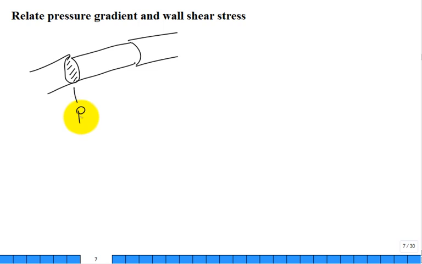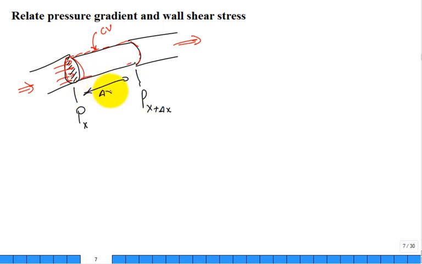If I focus on a particular control volume, CV, right there, that little control volume has a pressure force, or pressure times area gives me a net force, and it's pushing it in the direction of flow. This is the direction of flow, like that. So I have the pressure at the location X. I have also the pressure at the location X plus delta X. This distance is delta X.